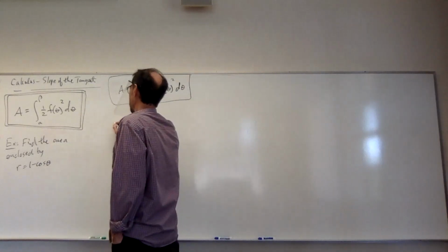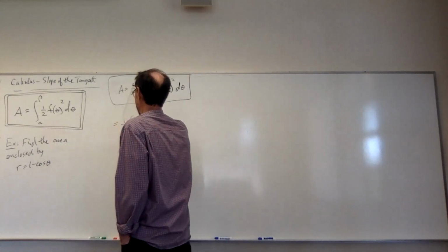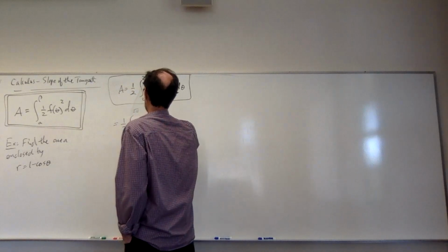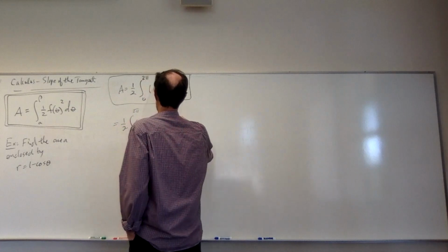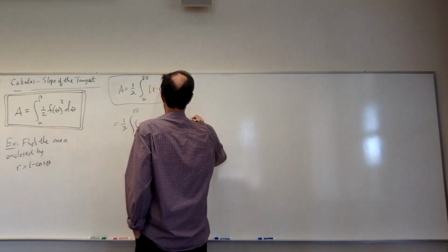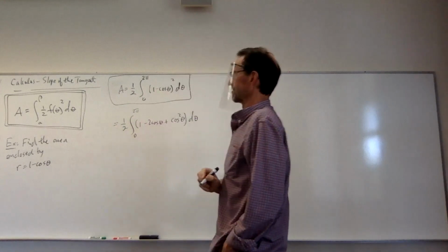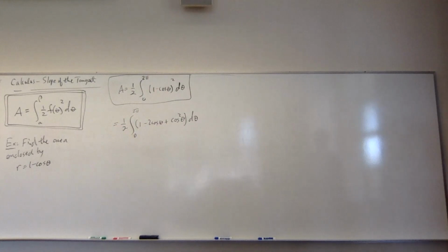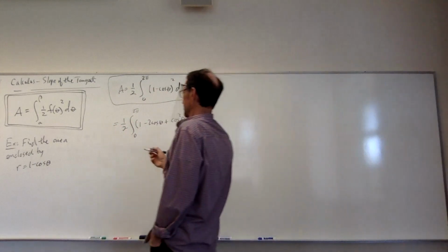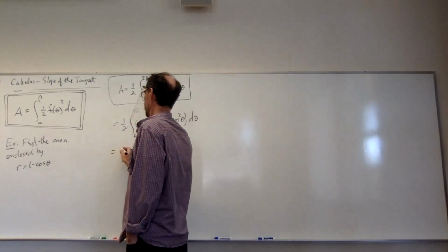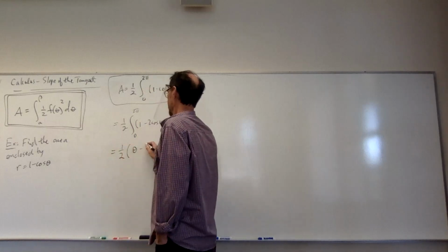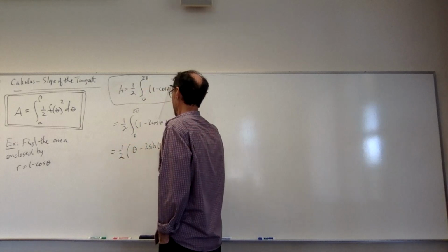So now let's take it one step further. 0 to 2 pi, square: 1 minus 2 cosine theta plus cosine squared theta, d theta. I'm changing my mind. I'm not going to do another example. We'll just finish this one off. Theta minus 2 sine theta, antiderivative.